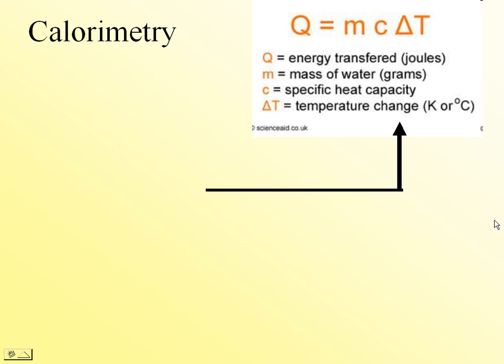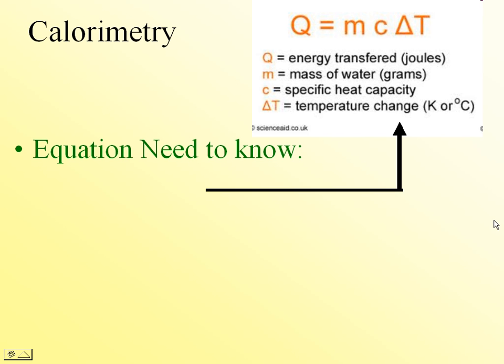Calorimetry. Equation that is needed to be known: Q equals mc delta T. Q equals energy transfer in joules. M is the mass of water in grams. C is the specific heat capacity. And delta T equals temperature change in either Kelvin or degrees Celsius.